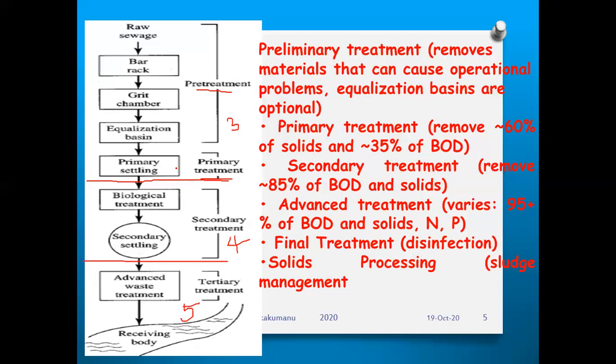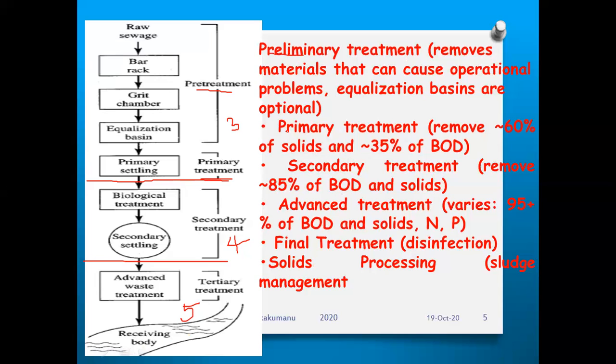Whenever the industry is sending wastewater to the treatment plant, this process keeps going on continuously. Once the water is treated under the tertiary or advanced treatment process, the effluent water is passed to the receiving body, maybe the open atmosphere, the sea, oceans, rivers, or canals, right? The preliminary treatment removes material that can cause operational problems; equalization basins are optional. So the preliminary treatment has been completed.